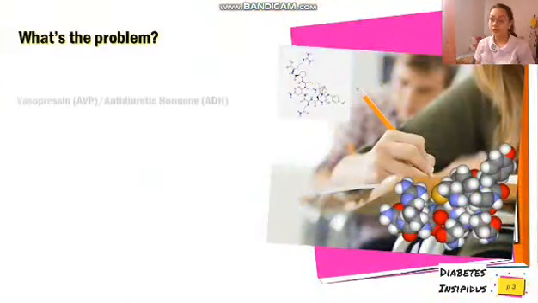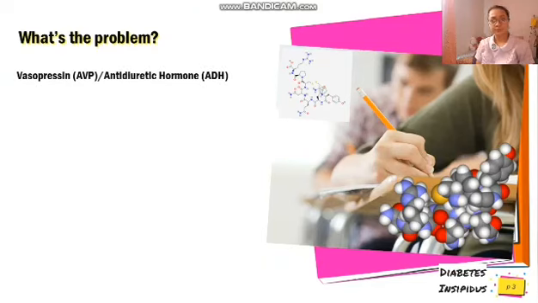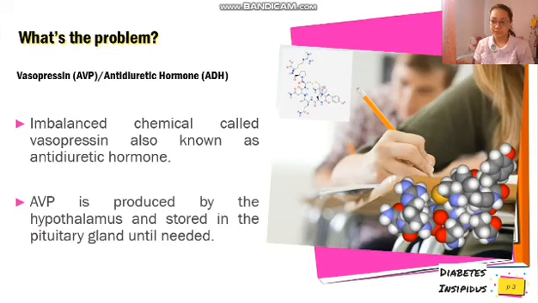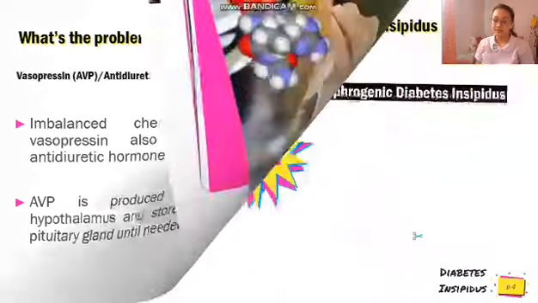What is the main problem in this disorder? It is caused by a problem with a chemical called vasopressin, which is also known as antidiuretic hormone or ADH. The vasopressin is produced by the hypothalamus and stored in the pituitary gland until needed. The hypothalamus is an area of the brain that controls mood and appetite.